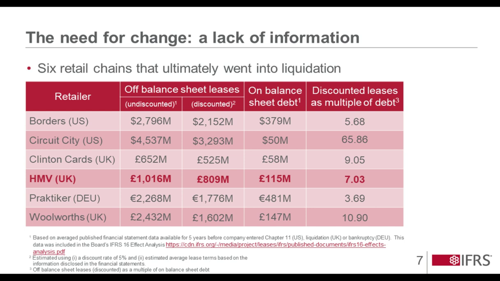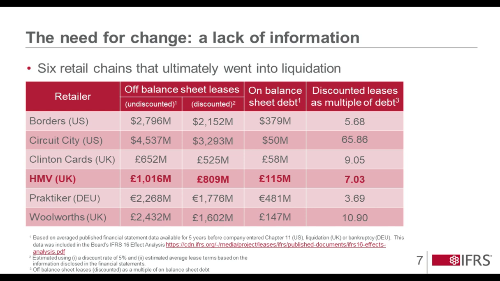So slide 7 now provides you with some real examples of the lack of information that resulted from the old method of accounting for operating leases. This slide shows 6 retailers that went into liquidation, along with the amount of off-balance sheet obligations that those retailers held in respect of leases. Now, taking HMV, for example, this entity had an amount of off-balance sheet debt that, even on a discounted basis, was 7 times greater than its on-balance sheet debt.